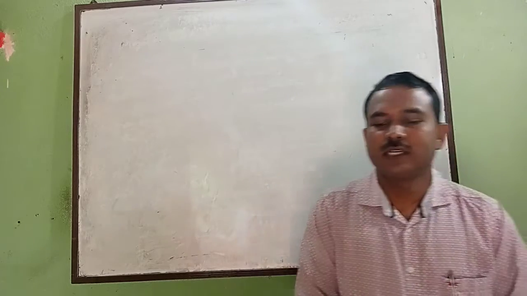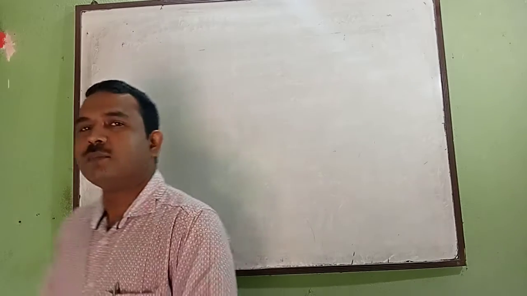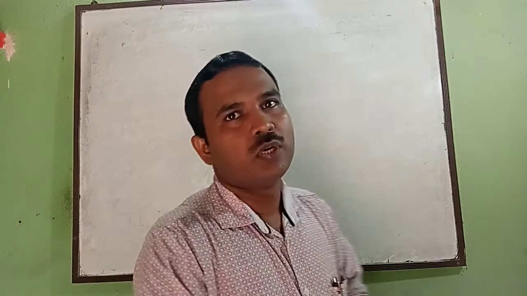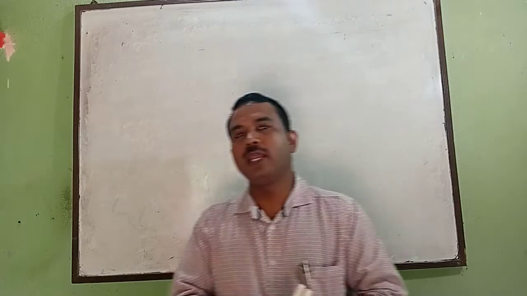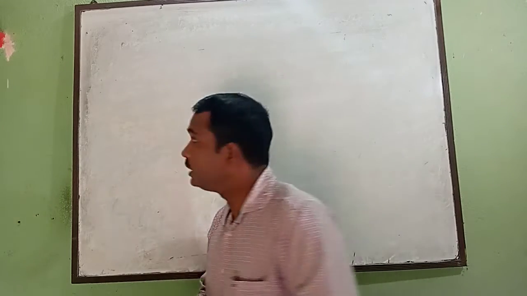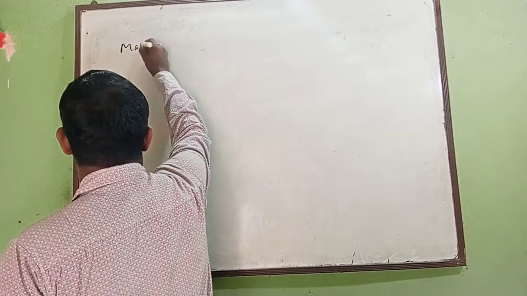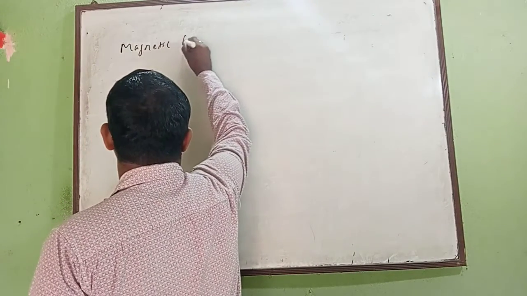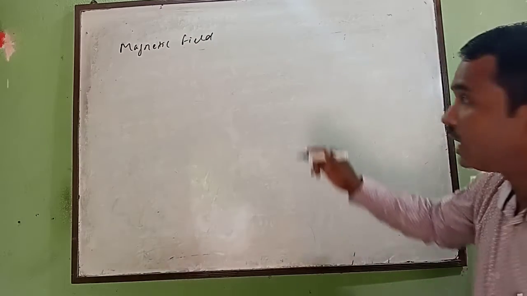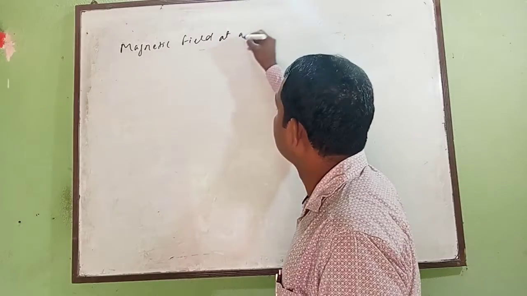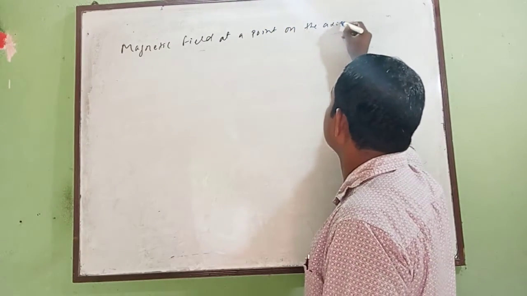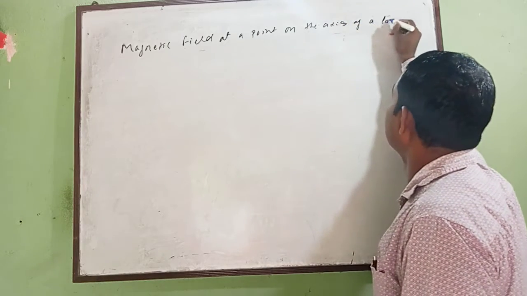Okay, we will discuss the magnetic fields. How we can find out the magnetic field on the axis of a loop. Yes, on the axis of a loop. That is the magnetic field at a point on the axis of a loop.